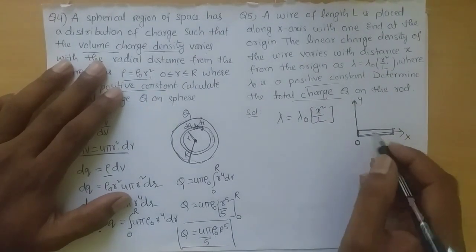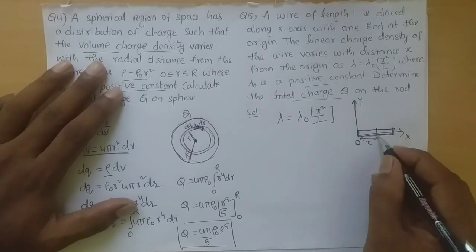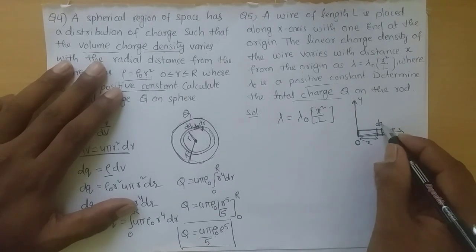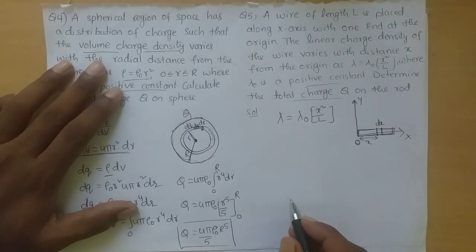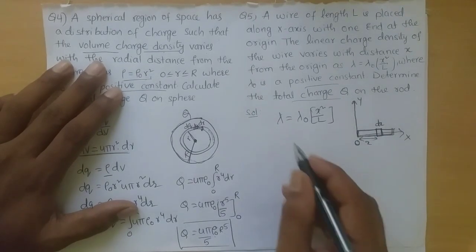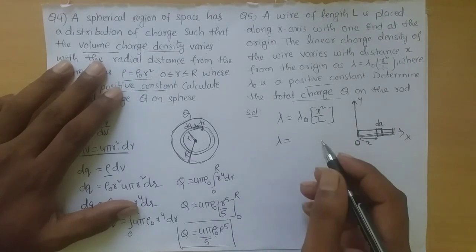So linear charge, that means from the origin at x distance, we have to consider a very small element of this rod. That length is nothing but dx. Now for this small element, we have to find the linear charge density. Linear charge density is equal to the charge per length.